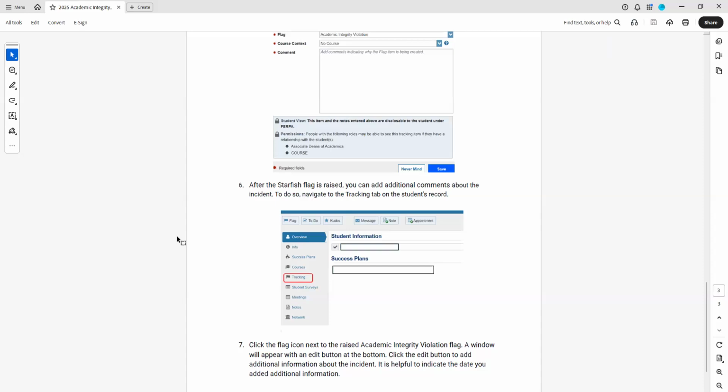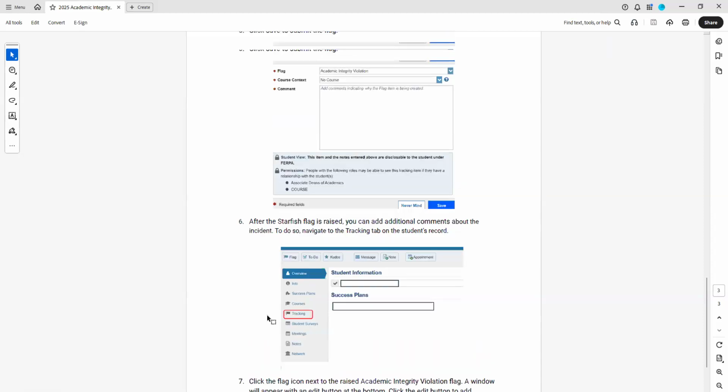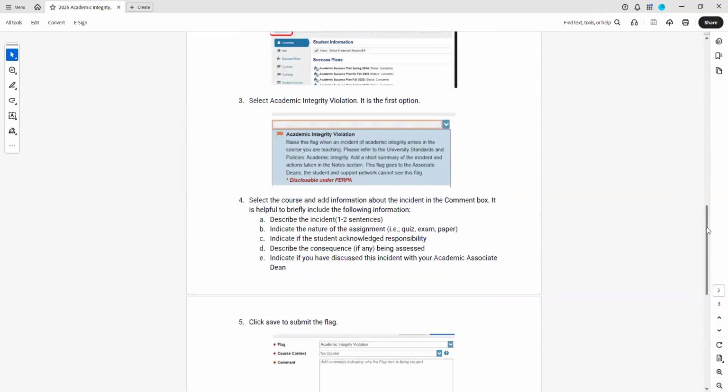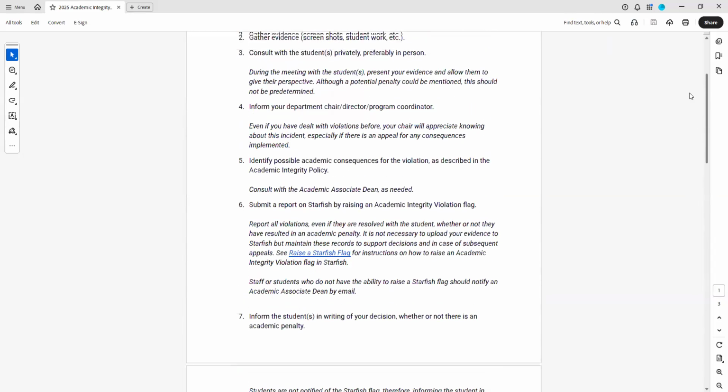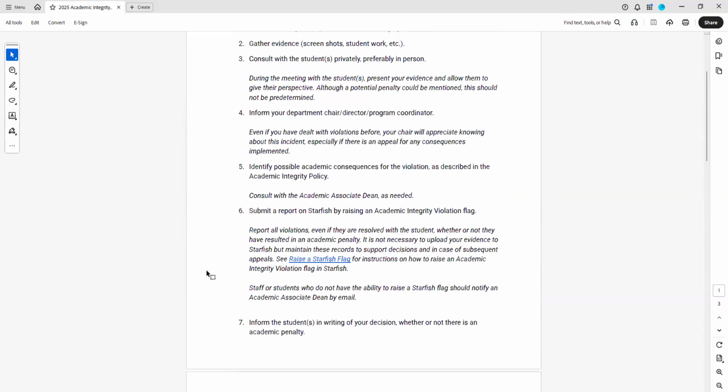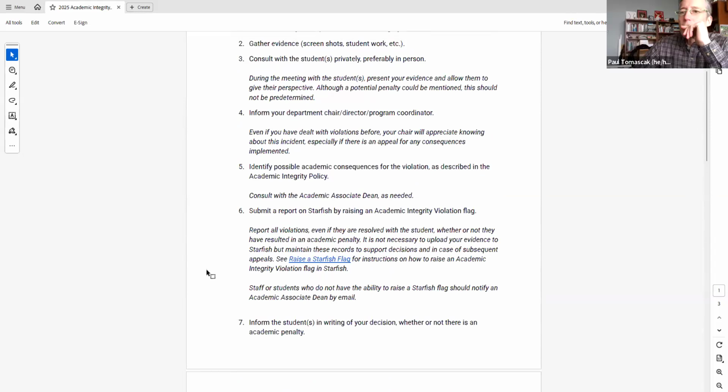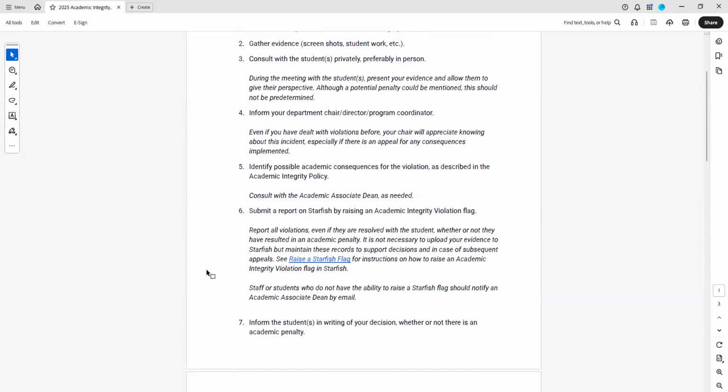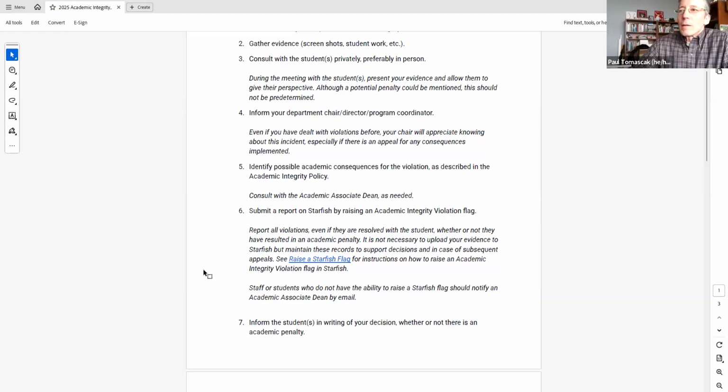On the third condition, on consulting with the students privately, preferably in person, is there a certain demeanor, certain language that we should try to make sure that we stick with when it comes to speaking with the students in person? Like, should we be stern? Should we try to be gentle? Is there a certain method that I think is better for the student, better for us, or anything like that?